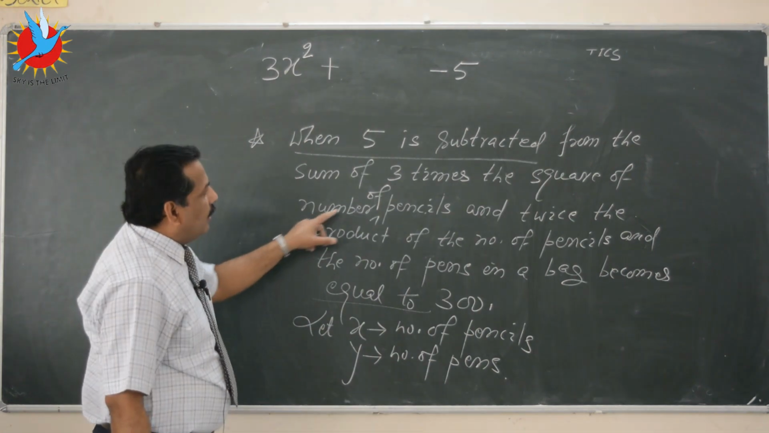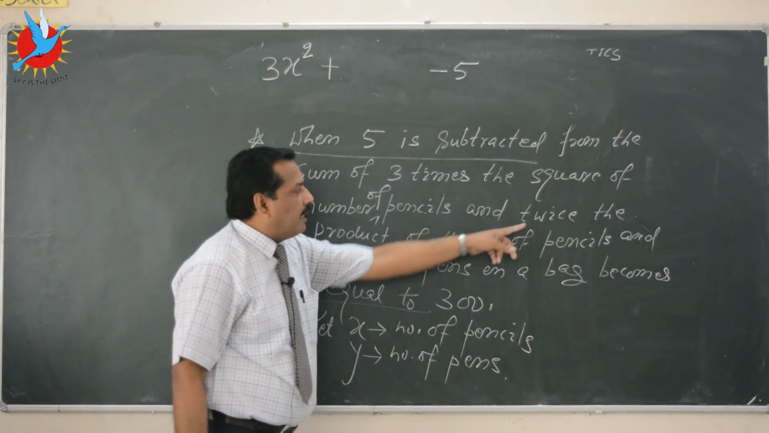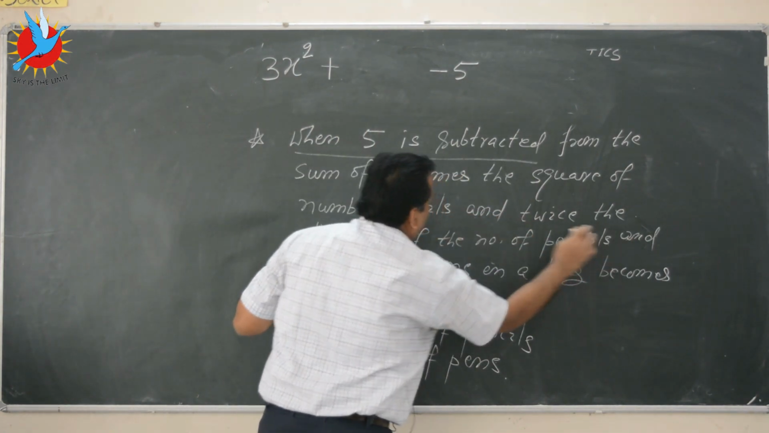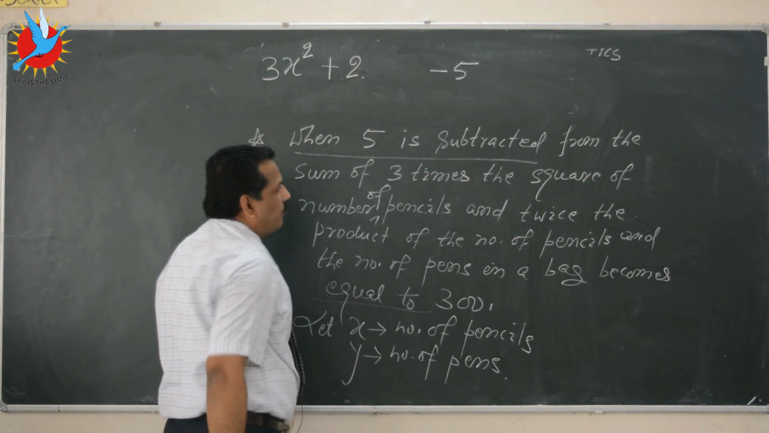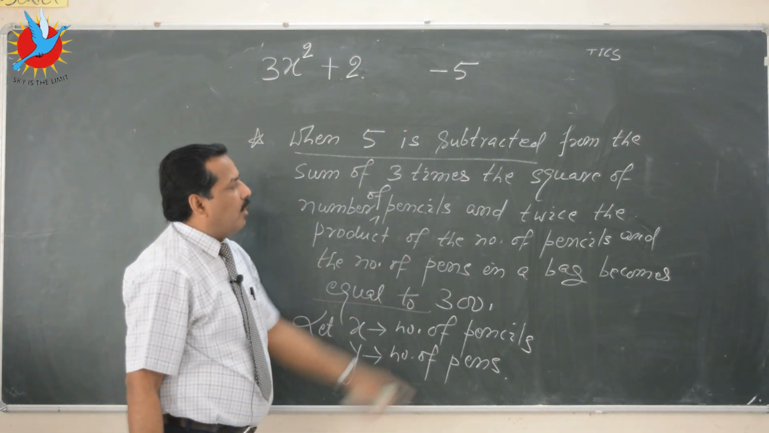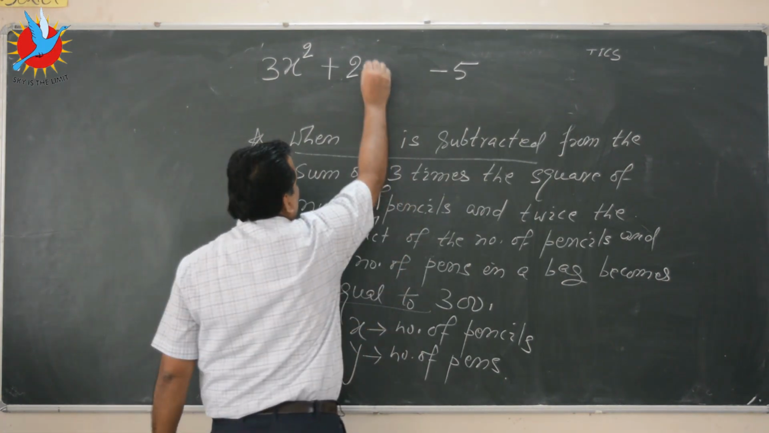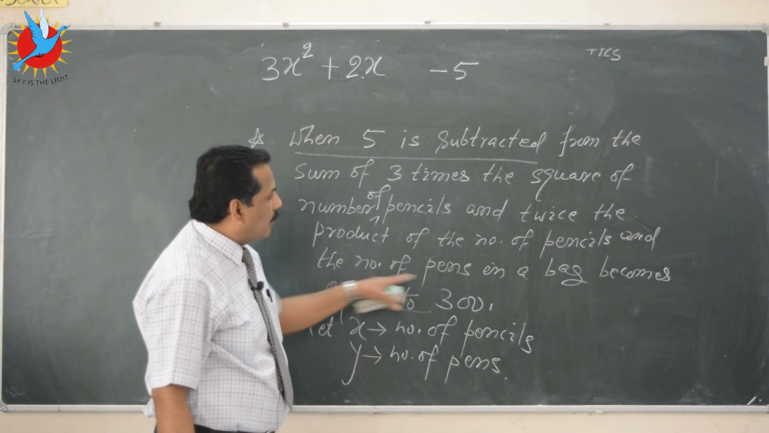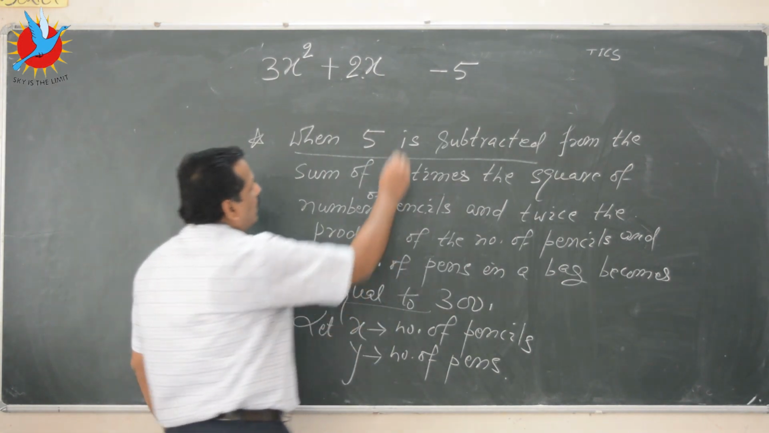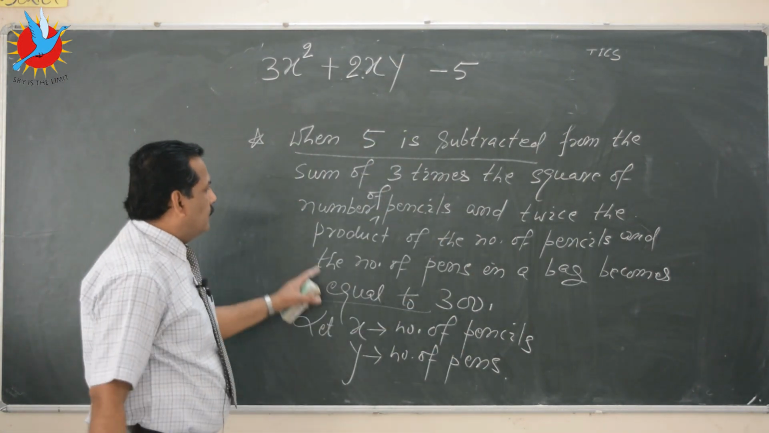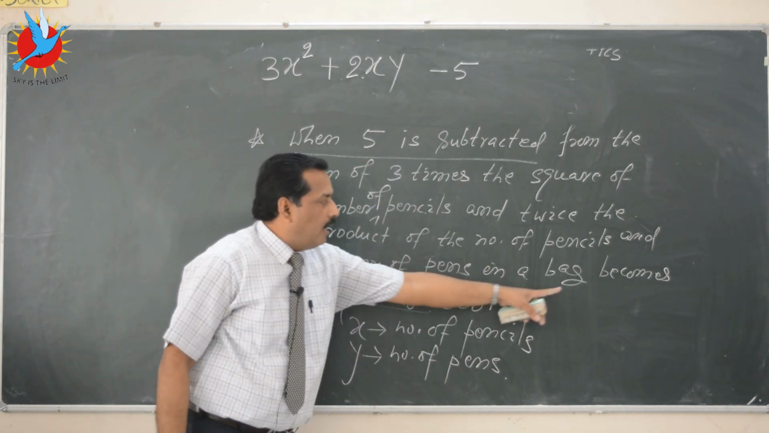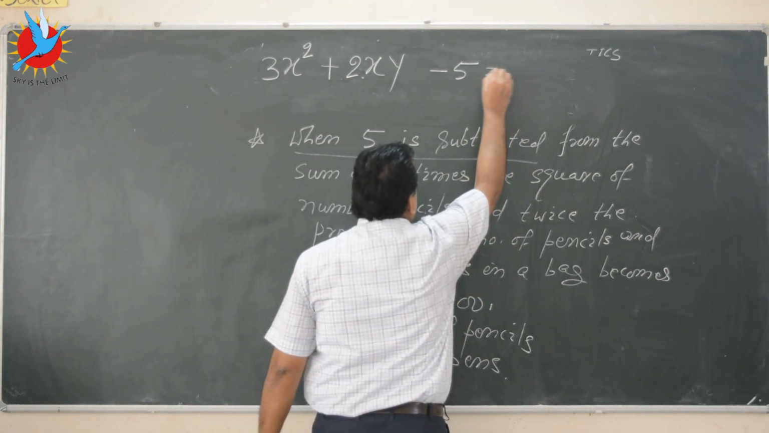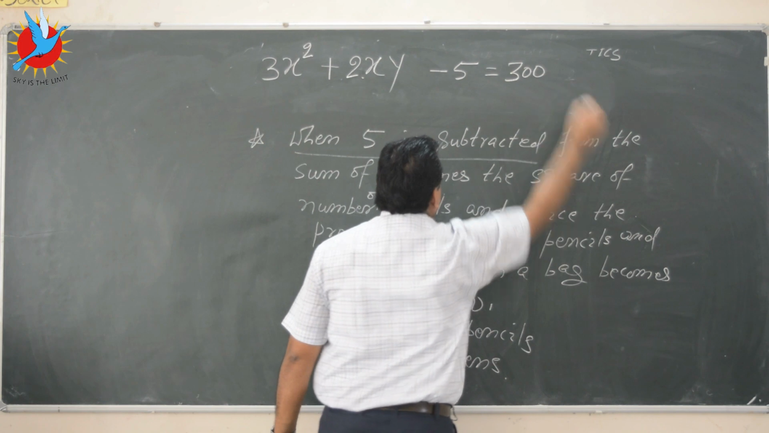And a square of the number of pencils and twice. So here this is the sum of this, and now this part twice means 2 times the product of the number of pencils, which is x, and the number of pens, so that number is y, and these things are in a bag, and this becomes equal to 300.